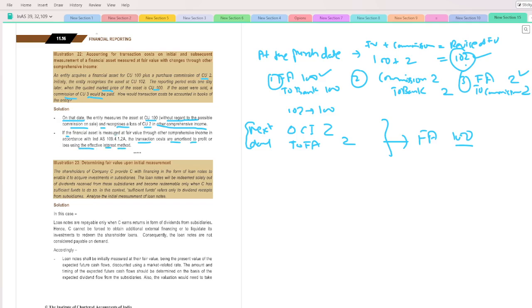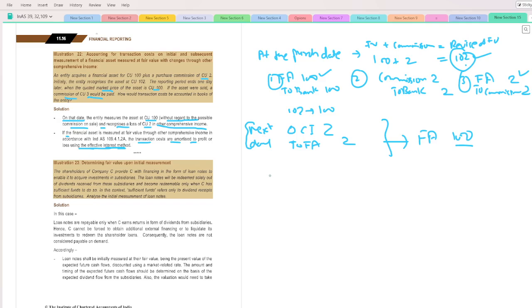Okay, so in the FVOCI, this is a catch here. This is a little bit tricky also. Just a minute, I will frame one example so that you can understand. In continuation of this one only.